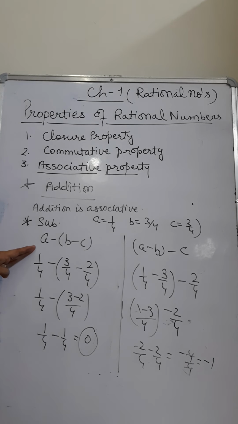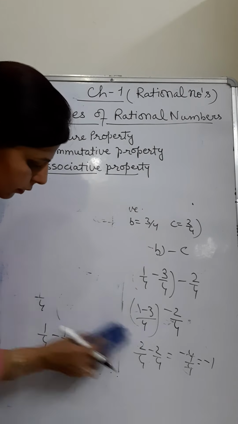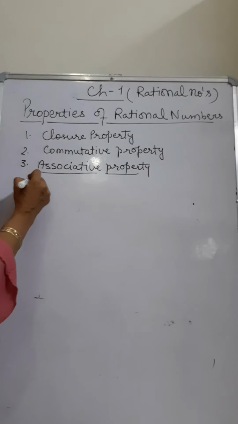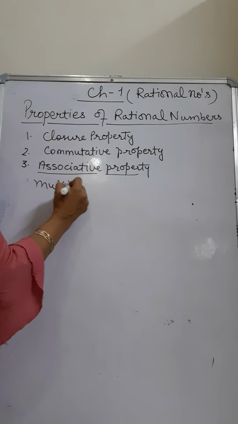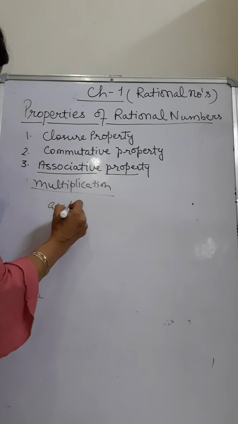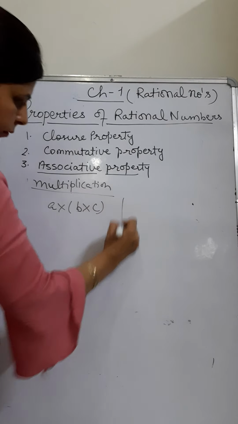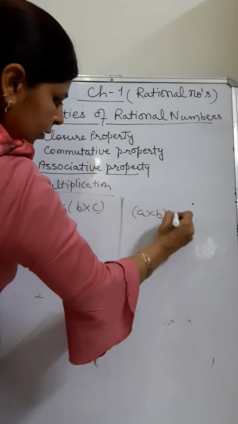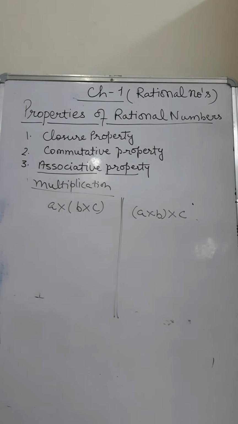You have to show this using an example in your CW copy. Don't do this in the homework copy. So now I am taking multiplication. The same property, now I am taking for multiplication. For three rational numbers, if I am changing the order, now see whether the result is the same or not.